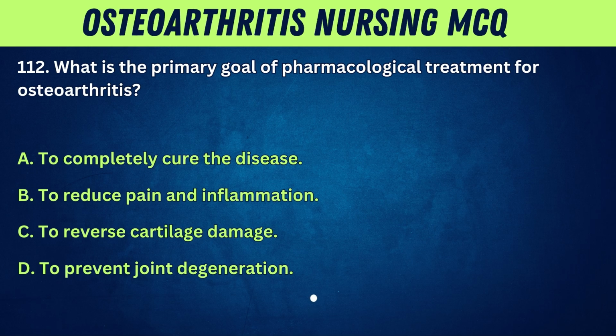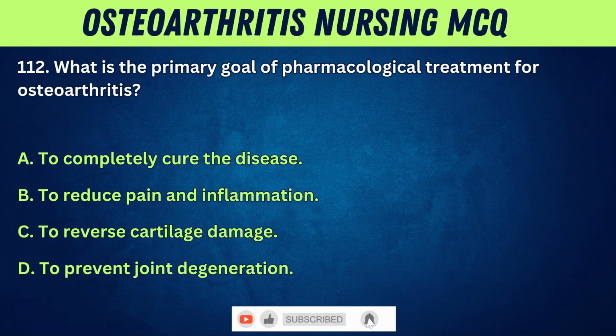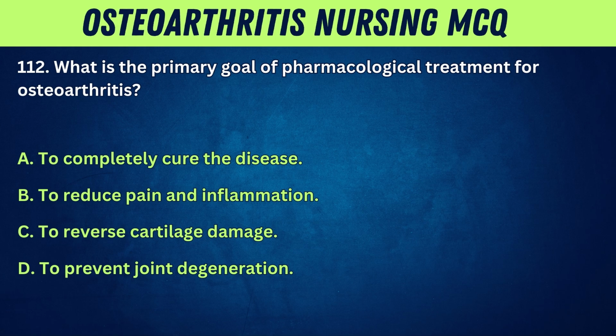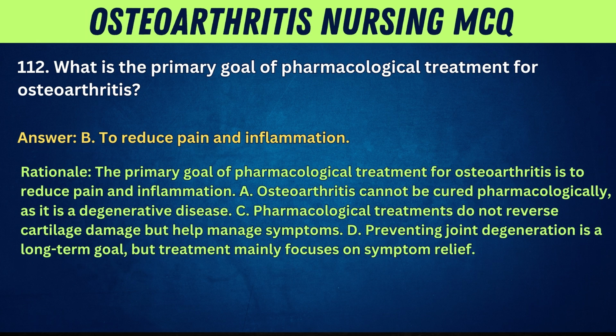112. What is the primary goal of pharmacological treatment for osteoarthritis? A. To completely cure the disease. B. To reduce pain and inflammation. C. To reverse cartilage damage. D. To prevent joint degeneration. Answer: B. To reduce pain and inflammation.